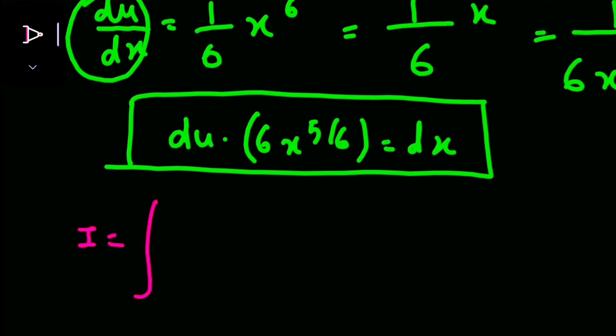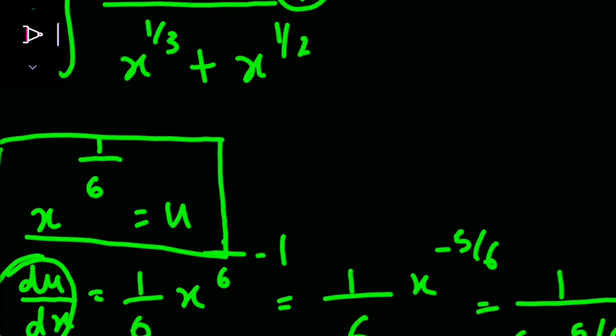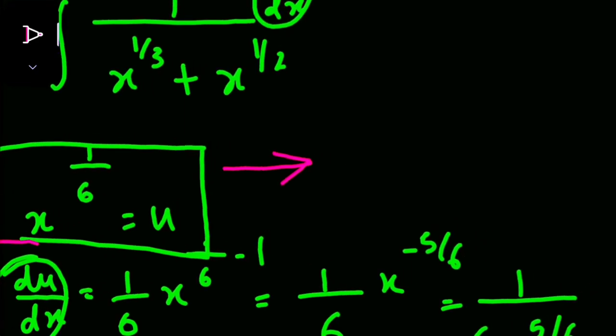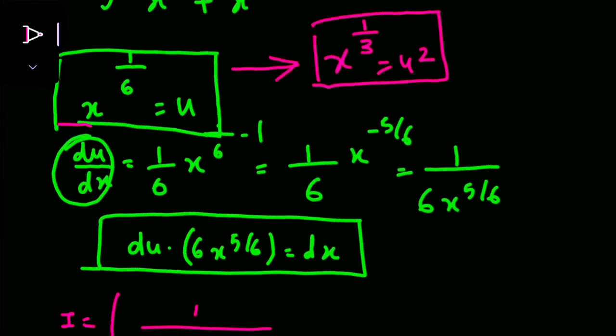So I is equal to the integration of 1 upon x to the power 1 by 3 plus x to the power 1 by 2, and I have x in terms of u as x to the power 1 by 6 equals u. If I square both sides, it forms x to the power 6 into 2 over 1, that is 1 upon 3, and that equals u square. So x to the power 1 by 3 has been found in terms of u, and that's u square.